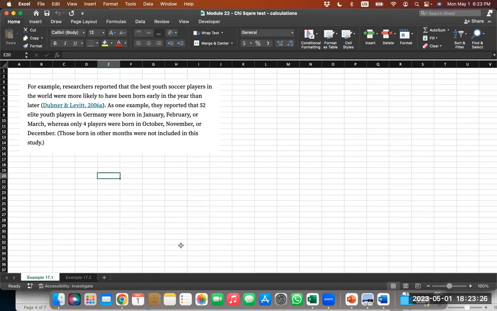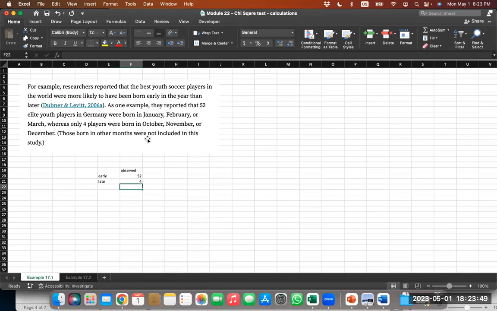So that's defining the levels of your categorical variables. You basically have early in the year and late in the year. And then you have an observed count, and that's basically written here. So you have 52 in January, February, March, and you have 4 in October, November, December. That's all you need to do for the goodness of fit.